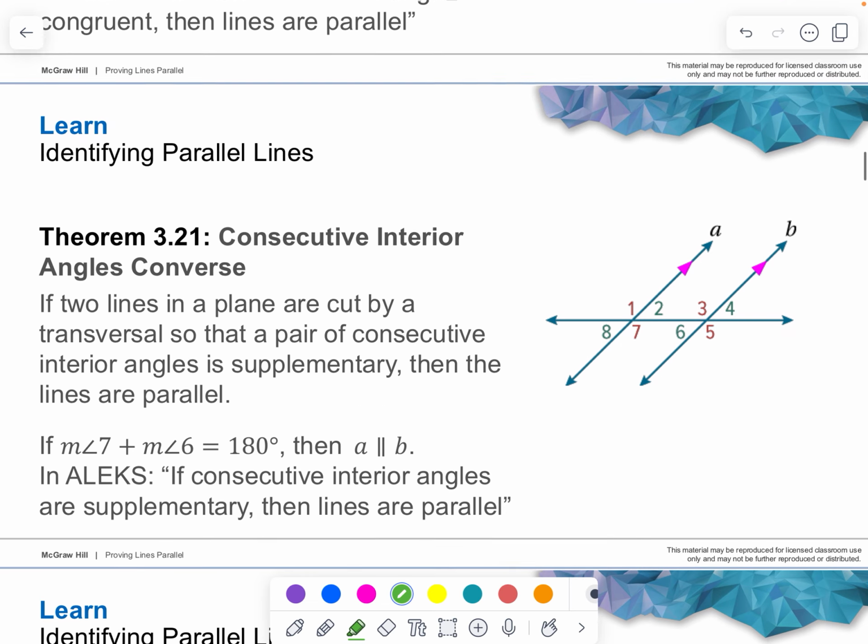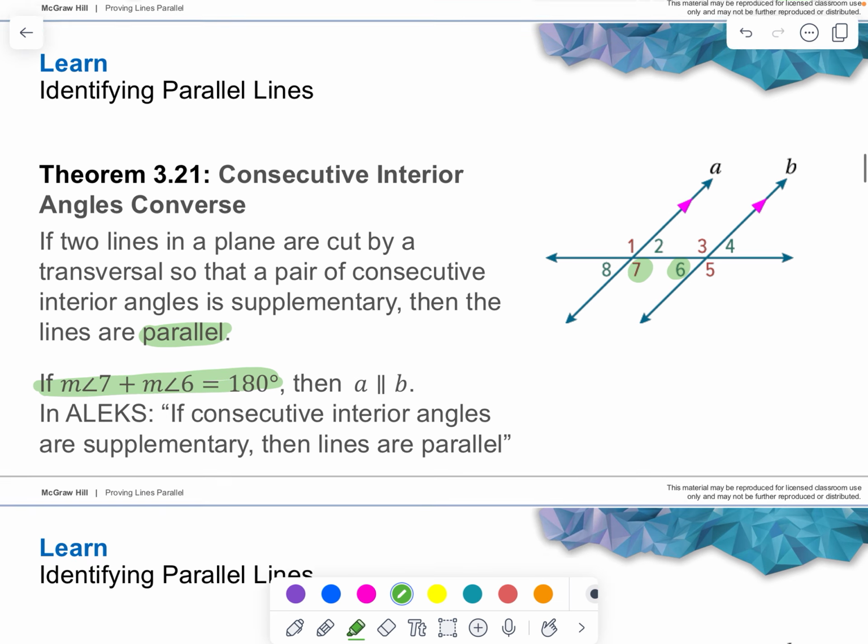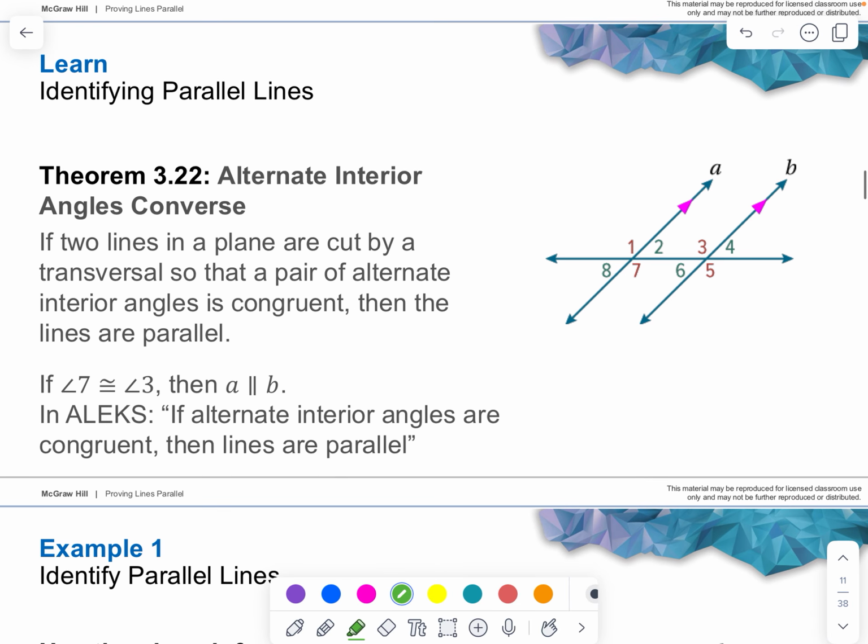Okay. Then, consecutive interior. If you can prove that consecutive interior angles are supplementary, so if you can prove that 7 and 6 add to 180, then you have just proven that the lines are parallel. There you go. By the way, all your fill in the blanks are the word parallel. And alternate interior. If you can prove that your alternate interiors are congruent, then you have proven that the lines are parallel.